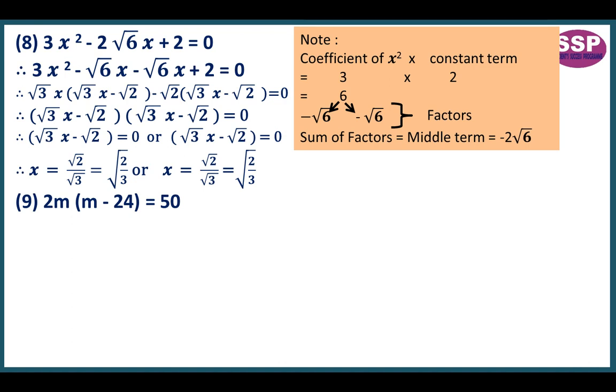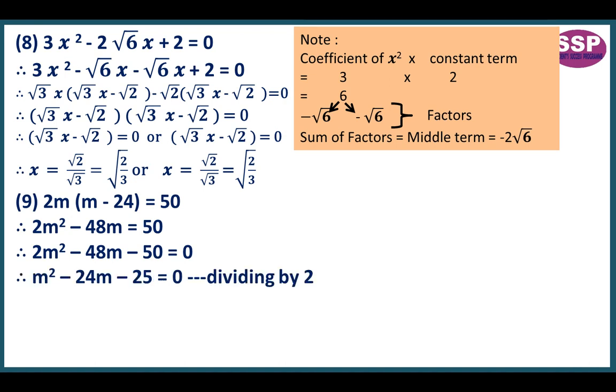Next problem. 2m into bracket m minus 24 equal to 50. Now multiplying 2m with the bracket, we get 2m square minus 48m is equal to 50. Therefore 2m square minus 48m minus 50 equal to 0. Now dividing this equation by 2, we get m square minus 24m minus 25 equal to 0.